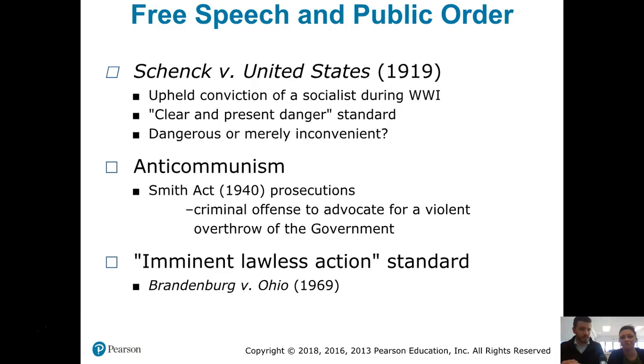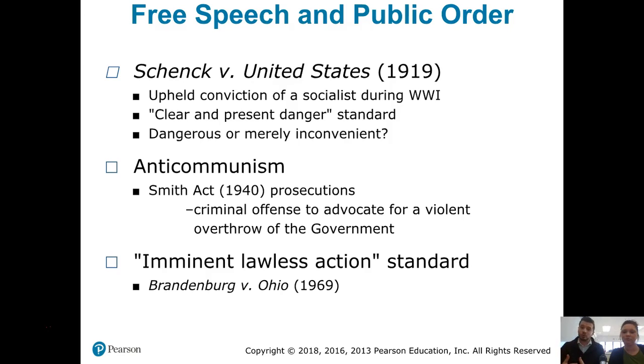Schenck was a guy who was a socialist. He was passing out pamphlets during World War I, discouraging people from registering for the draft. He wanted people to not join the military campaign. So he was arrested, and he sued, saying that his free speech rights were violated.